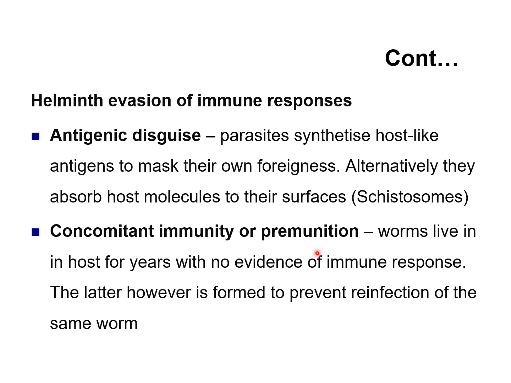Helminths are generally able to evade the immune response by disguising themselves as host cells, evading the recognition of self from non-self. For example, in the case of schistosomes, they are able to absorb molecules from the host onto their cell surfaces that prevent the body from recognizing them as foreign. Concomitant immunity: worms live in the host for many years and the body is unable to detect them as foreign. So this sort of immune response is formed to prevent reinfection from the same worm.